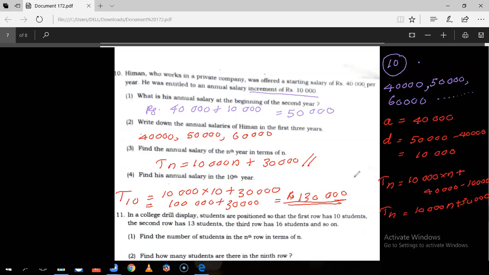Chanel, you understood this sum? Yes, teacher. All right, okay, then just write down this 11th sum.